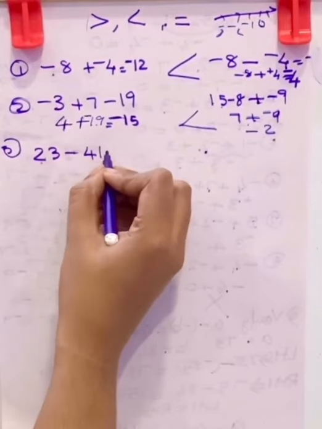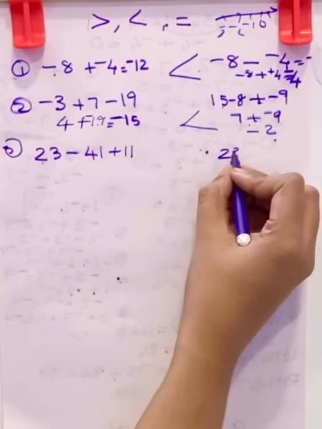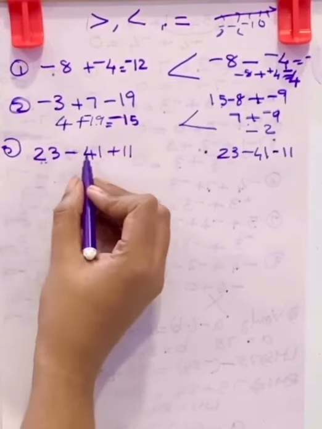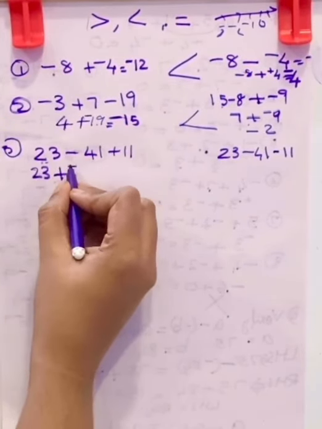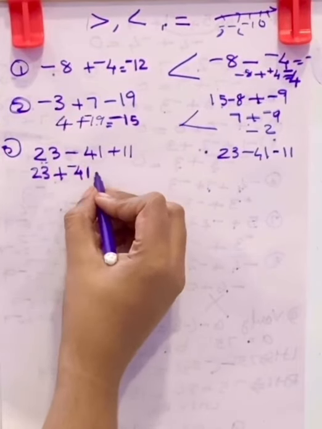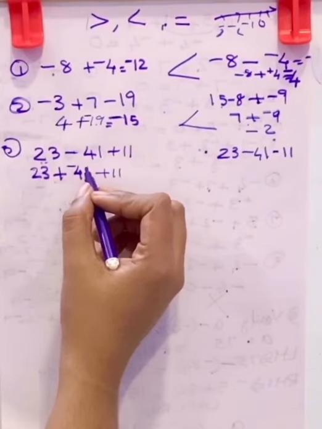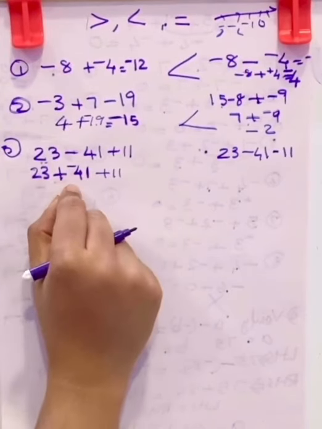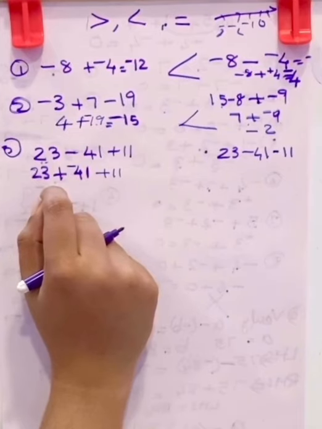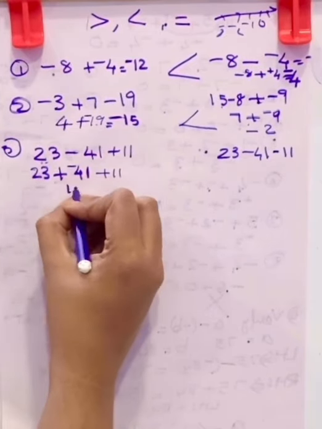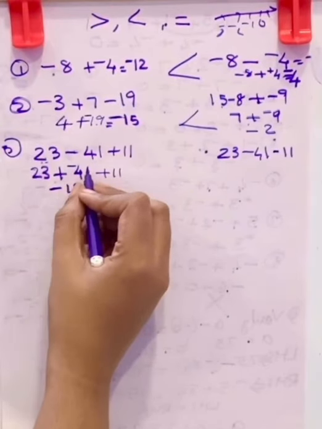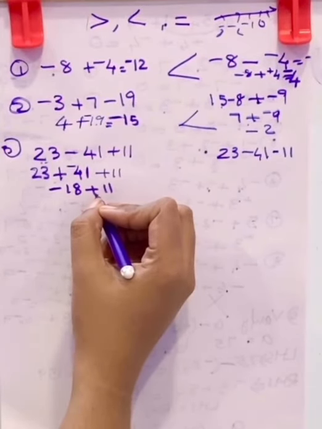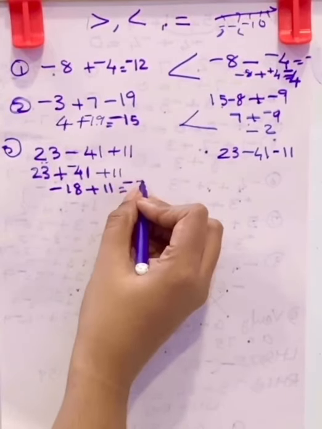23 minus 41 plus 11. Here 23 minus 41 minus 11. Now look, 23 minus 41, it becomes 23 plus minus 41 and this plus 11. Now in 23 plus minus 41, you will subtract 23 from 41 and put the sign of 41. So 41 minus 23 is 18 and it will be negative 18 because greater number sign is minus, plus 11. Again my 18 minus 11 and the sign of 18, that is negative 7 is the answer.